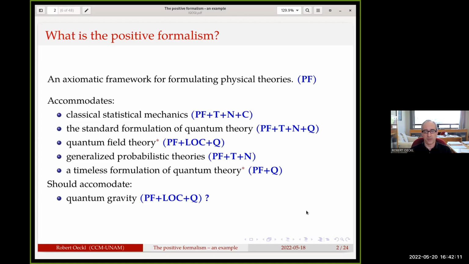There are different versions of the positive formalism. There's a version which I denote here just with PF, which is just the basic ingredients. These different frameworks of different areas of physics, from the point of view of the positive formalism, arise when you add more structure to this basic positive formalism. I will say a little bit more about these additional structures. Additional structure can mean just that, an additional structure. It can also mean that you impose additional conditions or additional axioms. But I'll say a little bit more about this later.